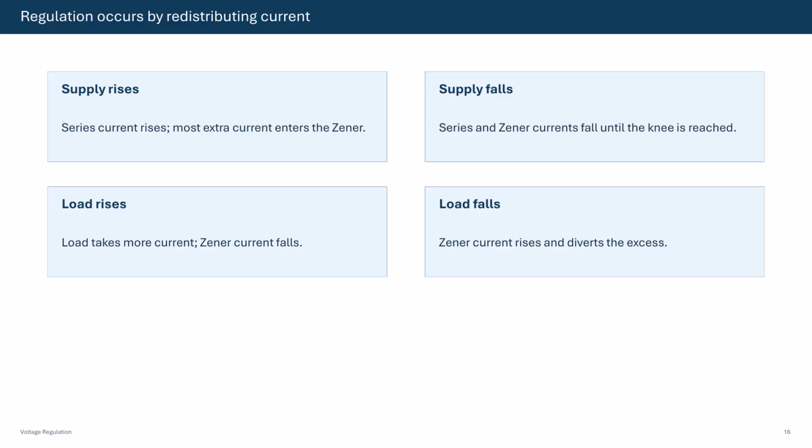If the supply rises, series current rises and most of the extra current flows through the Zener. If load current rises at fixed supply voltage, Zener current falls by approximately the same amount. Regulation continues only while the Zener current remains within its useful breakdown range.